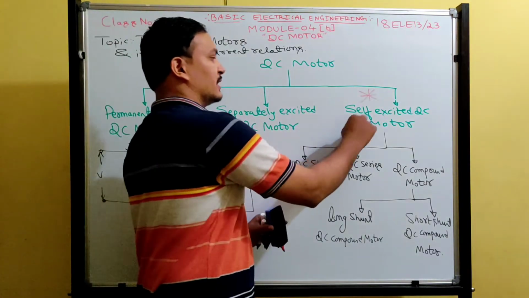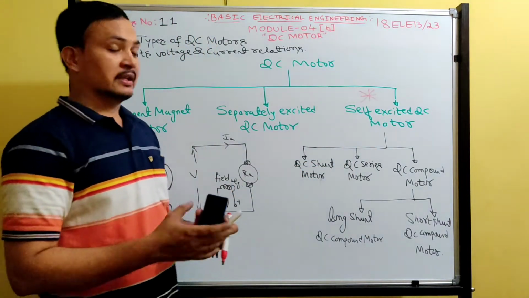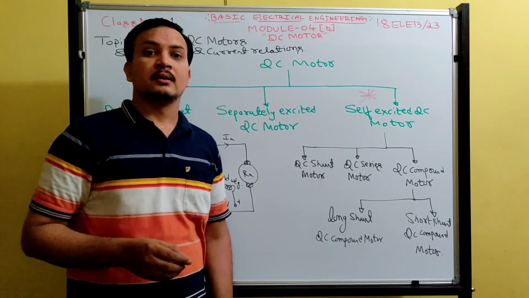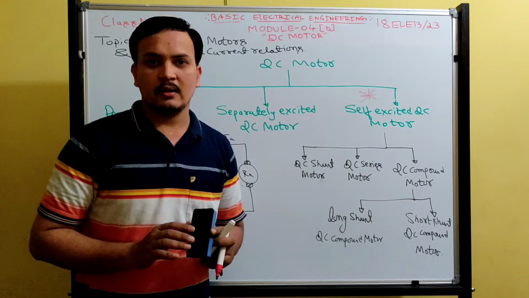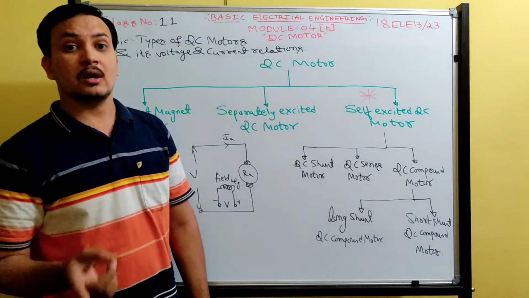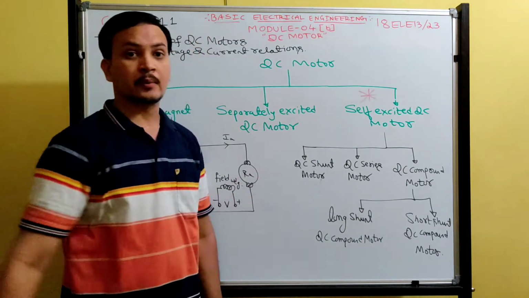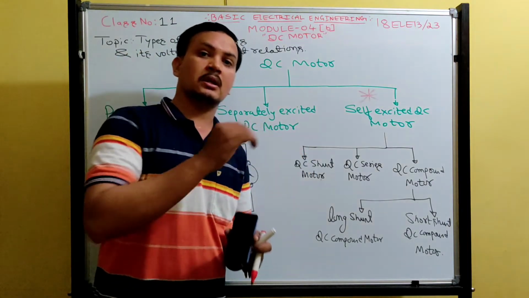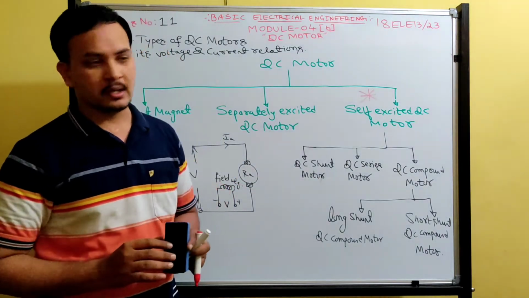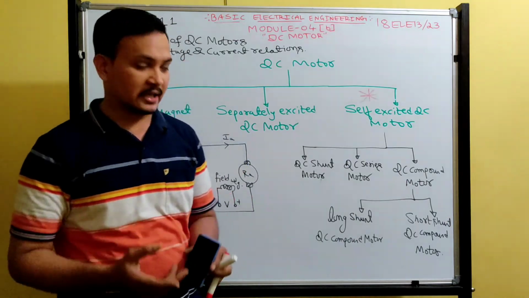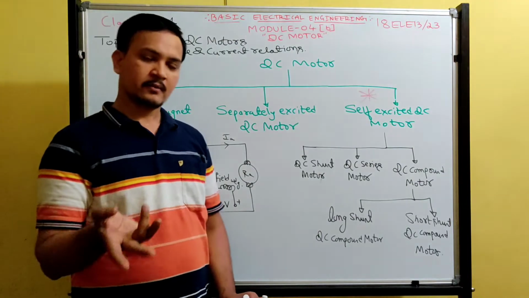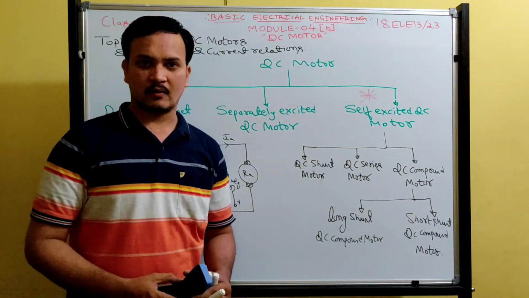See, self-excited DC motors are nothing but motors whose field windings are connected either in series with the armature winding, then it is called a series motor, or in parallel with the armature winding, then it is called a shunt motor. Or partly in series with the armature winding and partly in parallel with the armature winding. If I connect the field winding like that, then it becomes a compound motor. A compound motor will have both windings, shunt field winding and series field winding.